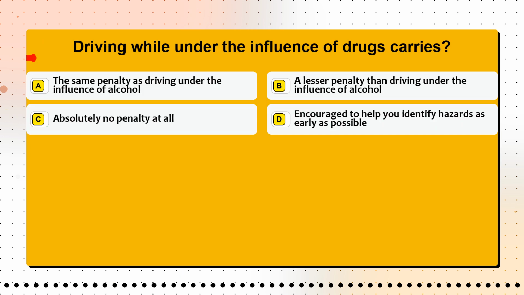Question 63. Driving while under the influence of drugs carries. Here are the options. Option A, the same penalty as driving under the influence of alcohol. Option B, a lesser penalty than driving under the influence of alcohol. Option C, absolutely no penalty at all. Option D, encouraged to help you identify hazards as early as possible.